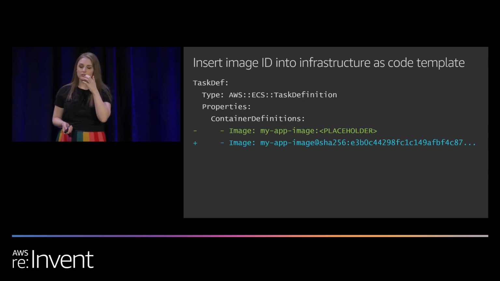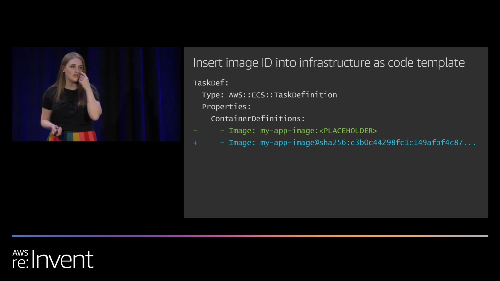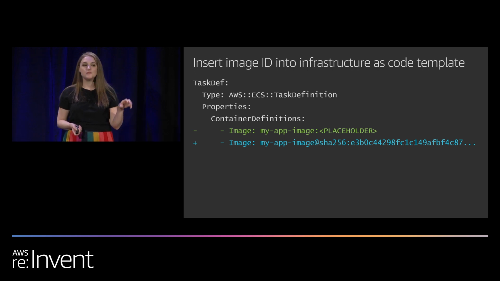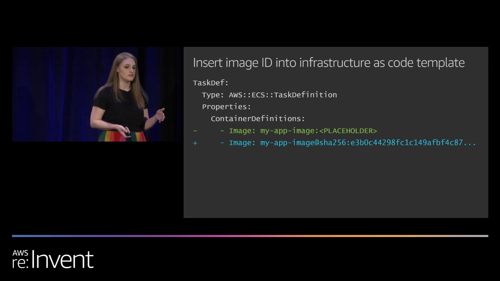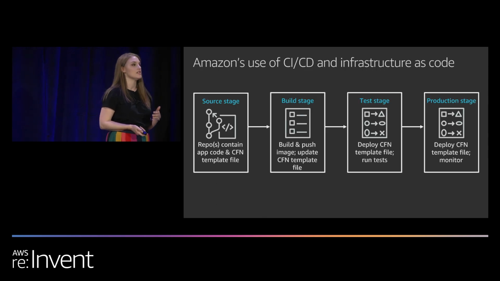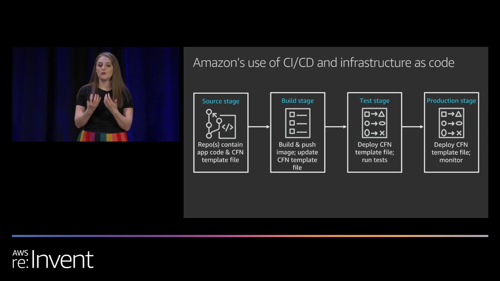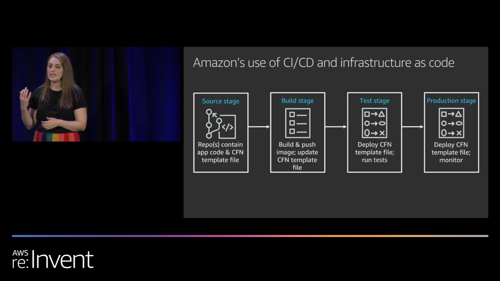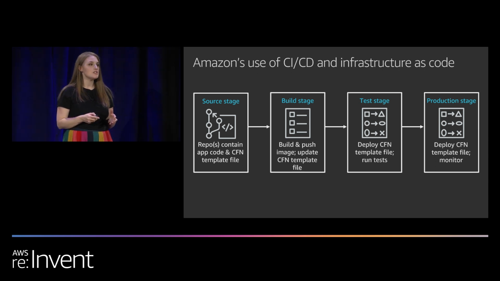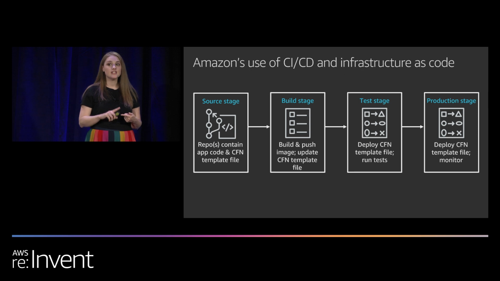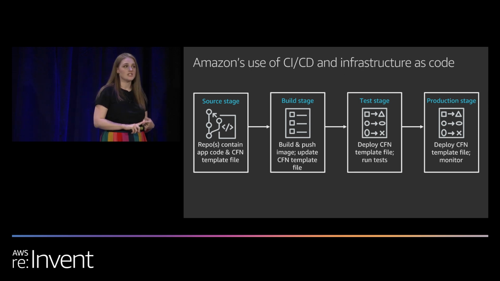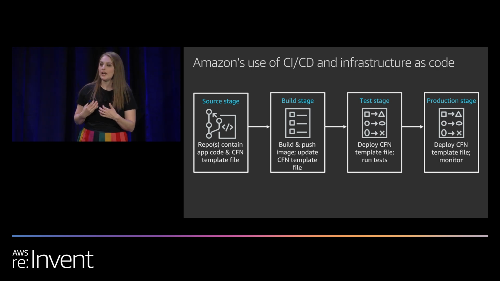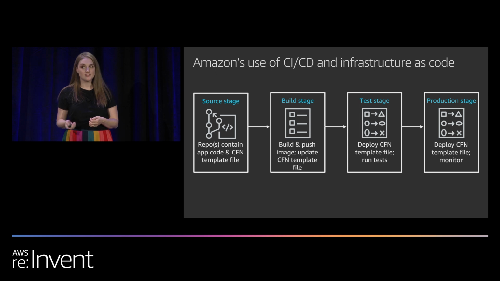We'll usually have a placeholder or something like that in the source code repository for a template, and then the build will actually update it to the latest digest that was just built. And so then in test and production, all we're doing is deploying that CloudFormation template file in both test and production, and then running our integration tests and monitoring. This gives us pretty good visibility into what exactly is the state of the infrastructure in test and production, what commit ID it was deployed from, as well as what application code is currently deployed to test and production.